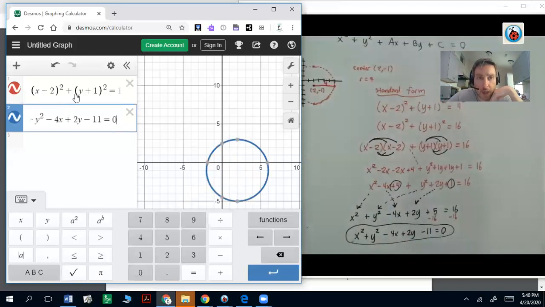And you see how that overlapped it, exactly the same thing. So those are equivalent expressions. As you can see, mine are in blue and red, they overlap each other. So that's essentially the same thing.